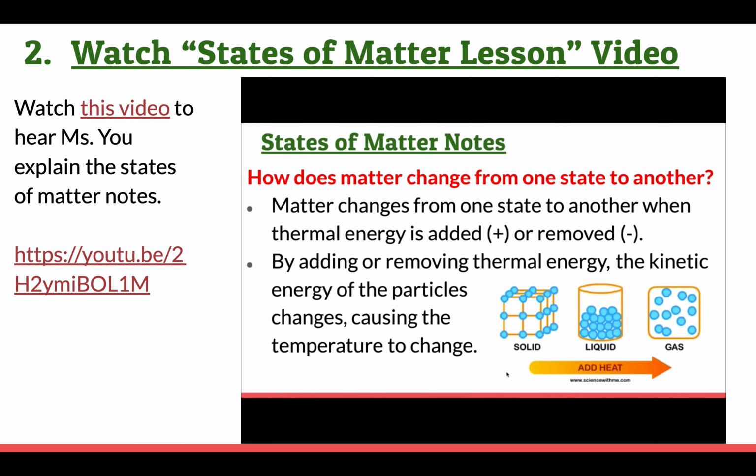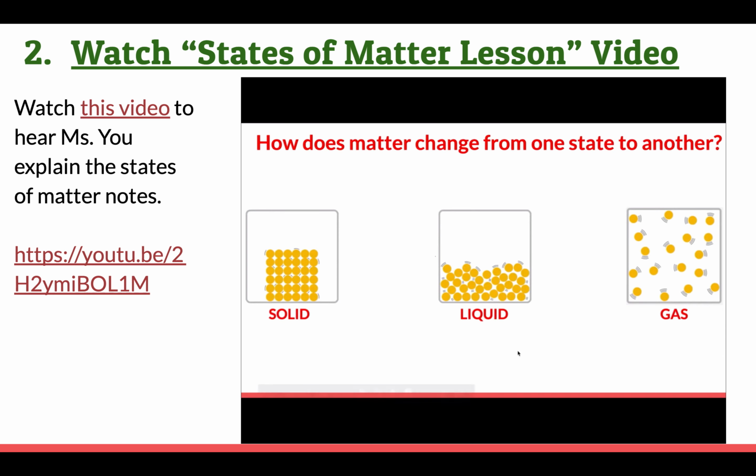Well, matter changes from one state to another when thermal energy, we learned this word, when thermal energy is added or when thermal energy is removed. So by adding or removing thermal energy, the kinetic energy of the particles changes, and that causes the temperature to change. So we'll learn this in more detail on the next slide. So again, how does matter change from one state to another?